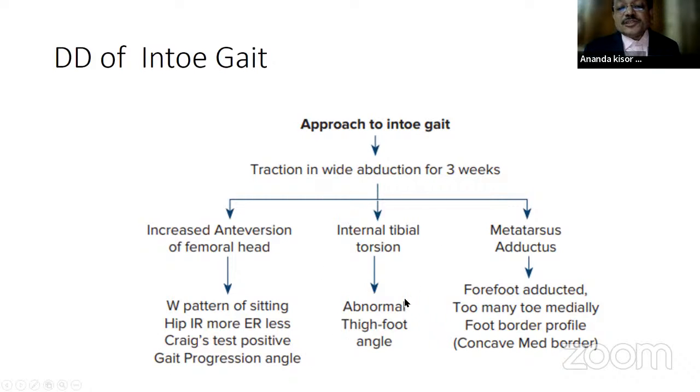Now, increased tibial torsion is diagnosed by abnormal thigh foot angle, and metatarsal adductus is diagnosed as forefoot adducted. That means a too many toe sign, which is visible if you inspect the patient standing from behind. There are too many toe signs medially, and the foot border profile shows a concave medial border.